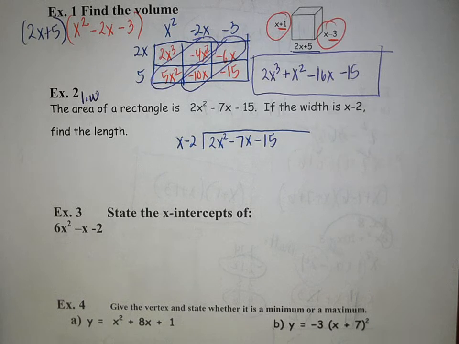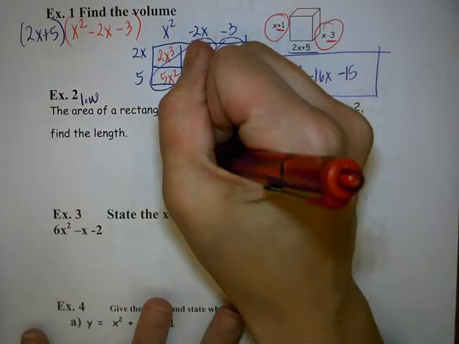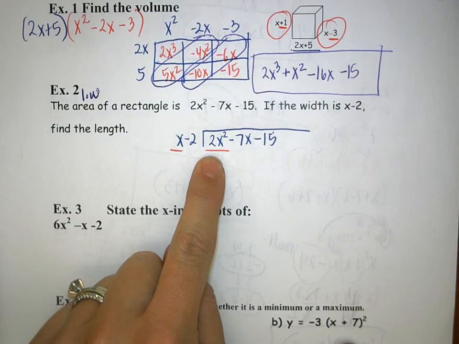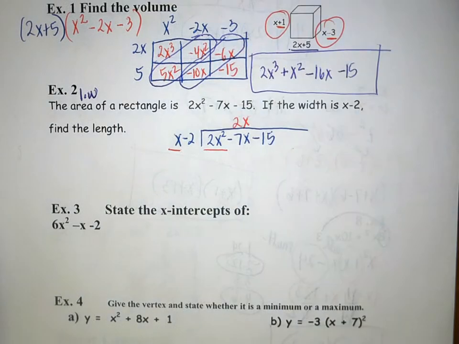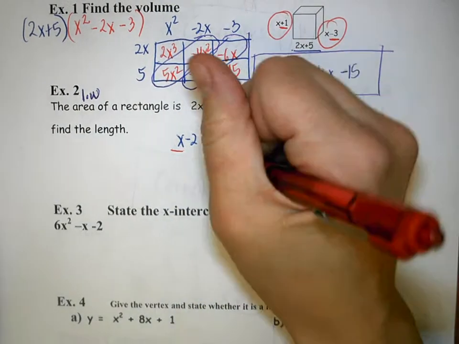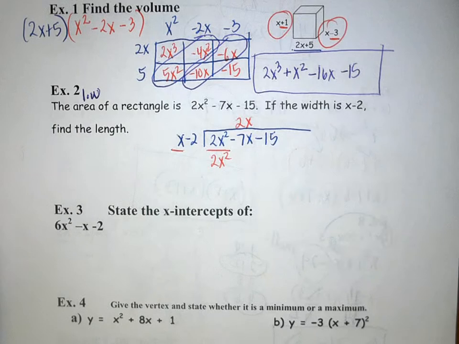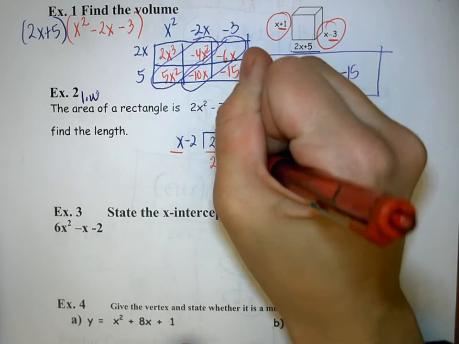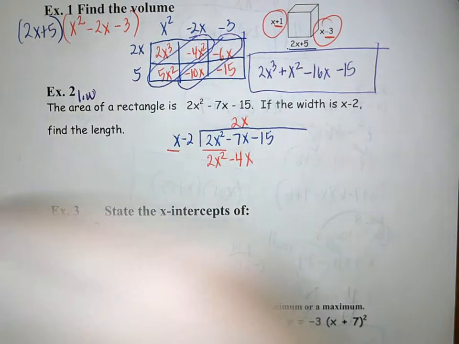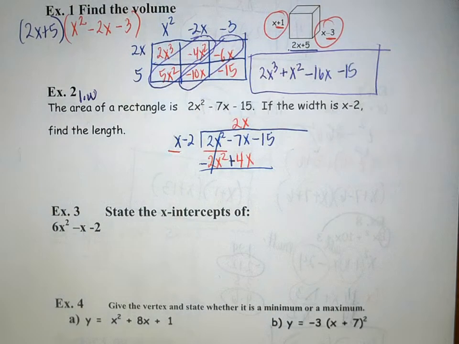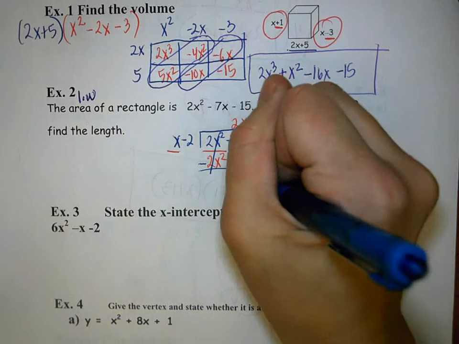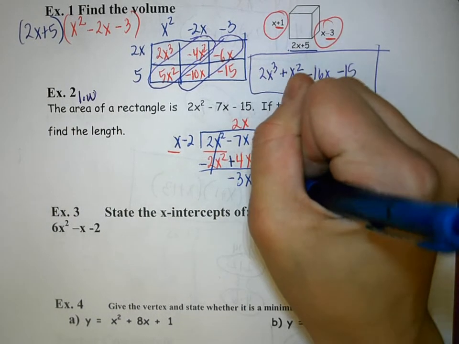So let's see how some of you did not get the correct answer. What do we always look at? Good job. First two terms. So x times what makes 2x squared? 2x, I'm going to line it up with the x term. 2x times x is 2x squared, good. And 2x times negative 2 is negative 4x. But then I have a negative and a positive. These cancel. Negative 7, positive 4 makes a negative 3x, and we bring down our negative 15.